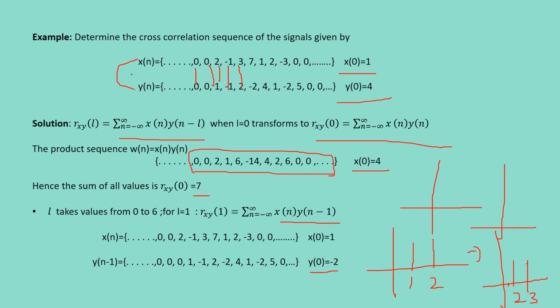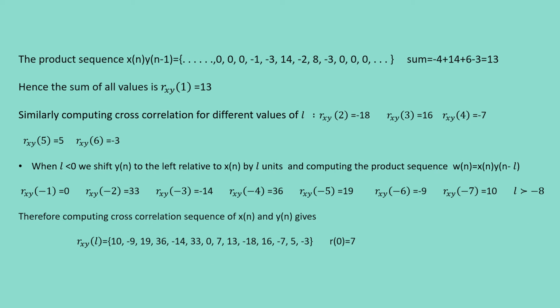So y of n minus 1 is 0, 0, 1, minus 1, 2, minus 2 and so on, where y of 0 is minus 2. It has changed. There is a change from y of n to y of n minus 1. Now the product sequence x of n into y of n minus 1 is found as 0, 0, 0, minus 1 and so on. After computing the sum of this product sequence, we obtain the cross correlation of x of n and y of n at the value L equal to 1 as 13.